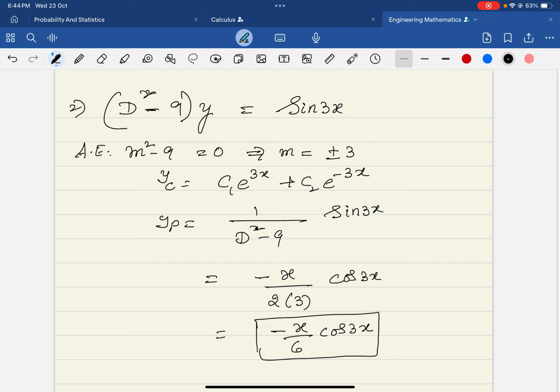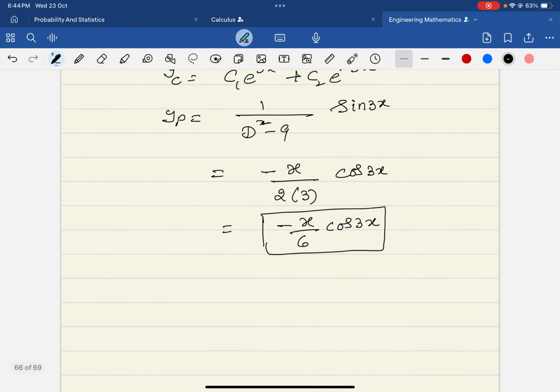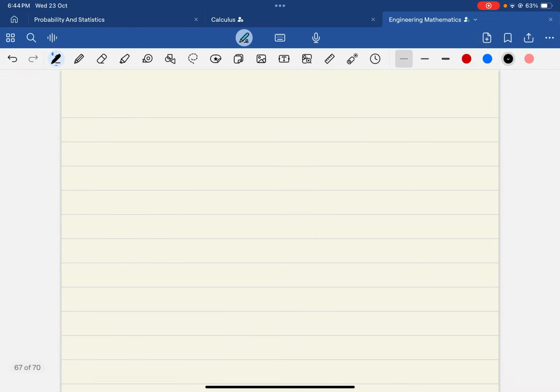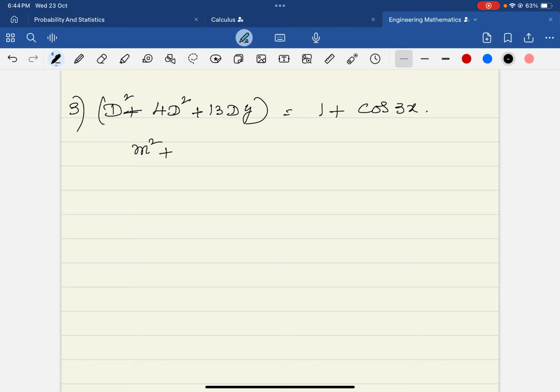I hope you could understand form 2. Now let us do one more problem on this. Suppose you have d square plus 4d plus 13 acting on y is equal to 1 plus cosine 3x. Then of course write down the auxiliary equation m square plus 4m plus 13 is equal to 0. So now let us solve this.